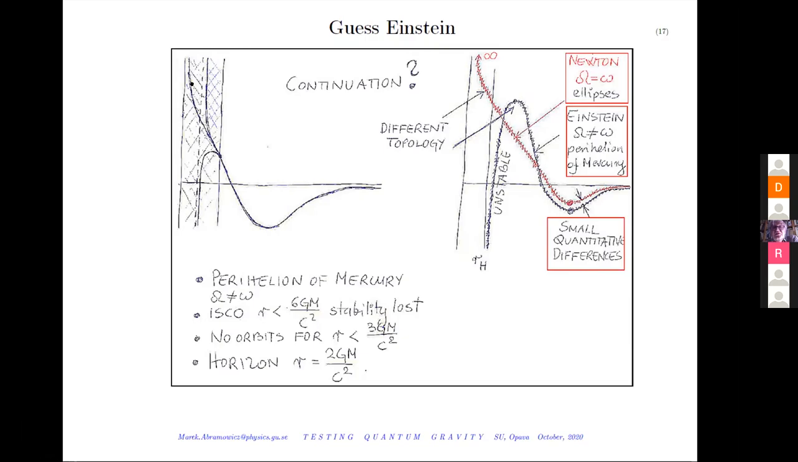If it is like this, then it is bad news, because then in these images and in the dynamics, we would have just small quantitative differences between Newton and Einstein, and it would be very difficult to discover them. The same if the asymptote is not at zero, but in some other place. But then it could happen that it's like this.